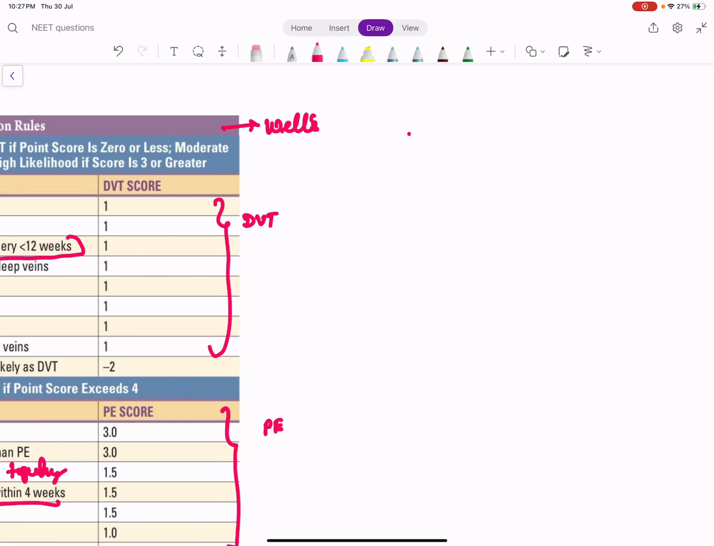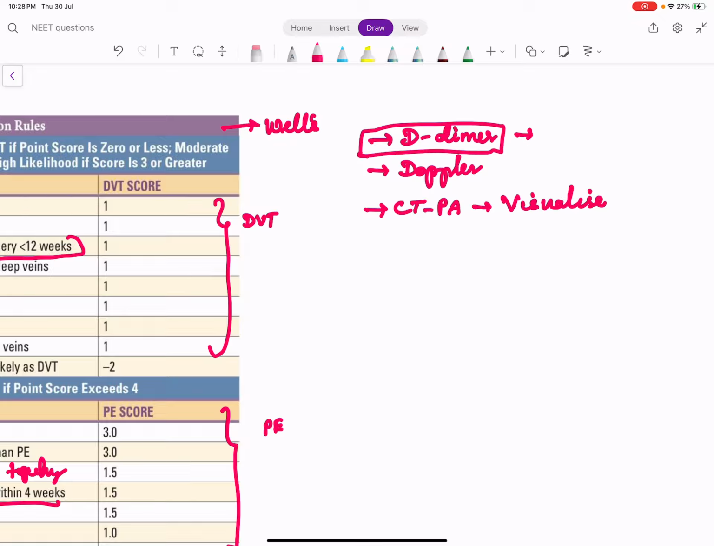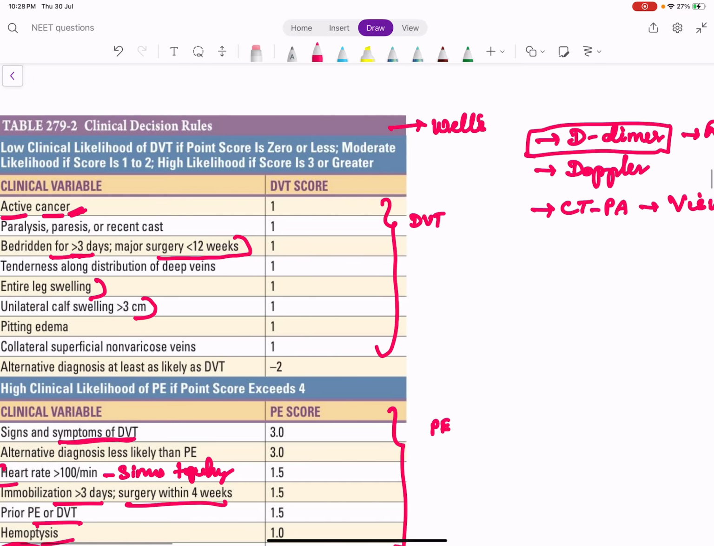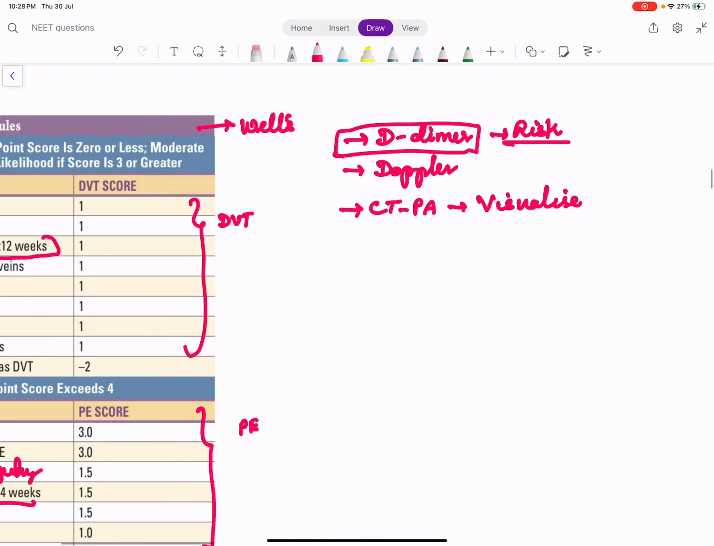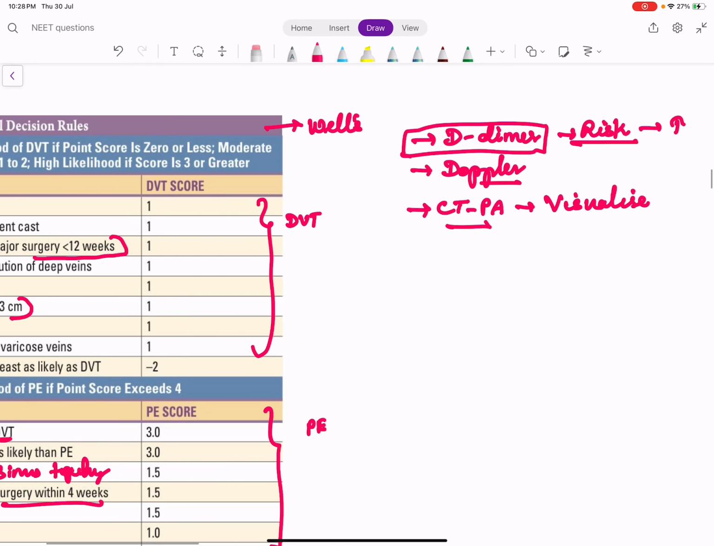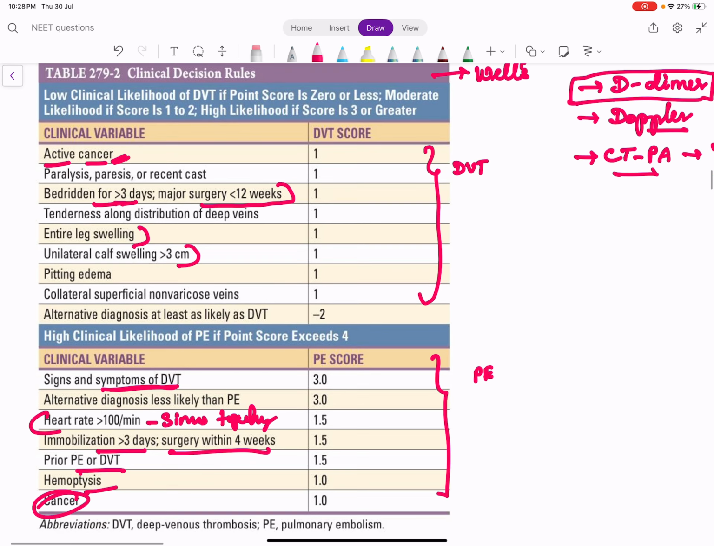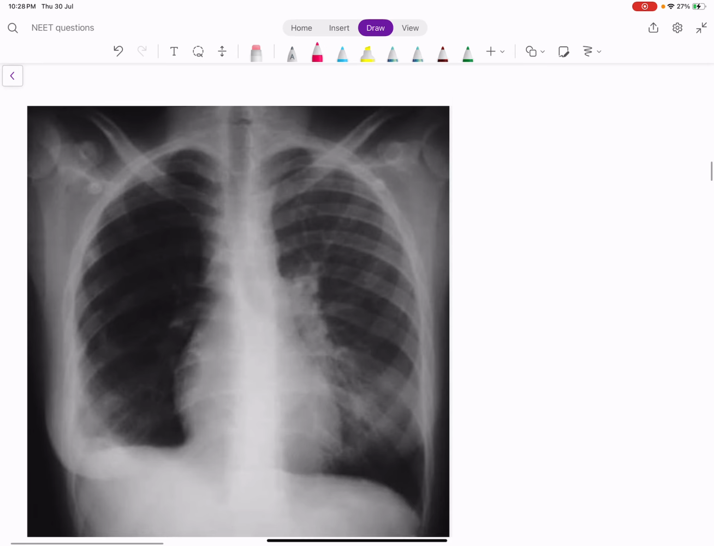How will you proceed? If there is a doubt, we can do D-dimer. D-dimer is not the investigation of choice. For DVT, the investigation of choice will be Doppler scan, venous Doppler. And to prove pulmonary embolism, we do CT pulmonary angiography. It can visualize the clot. Where D-dimer is useful is to risk stratify. Suppose if you put the score is less. In that case, you can do D-dimer. If D-dimer is high, then you can go about with CTPA or venous Doppler. If the risk is high, that is if the score is high here, directly you can go for CTPA.